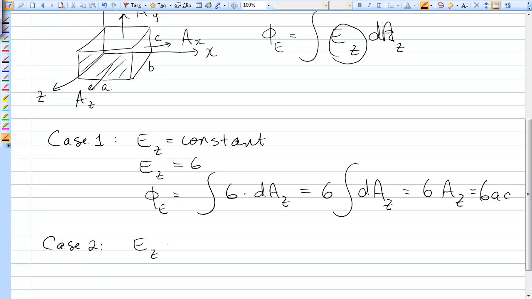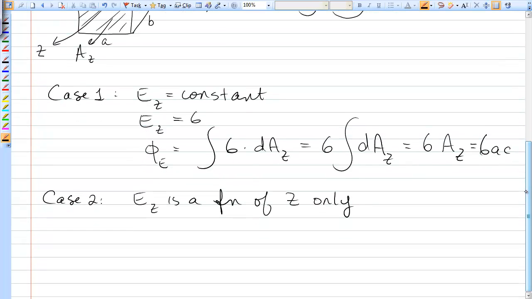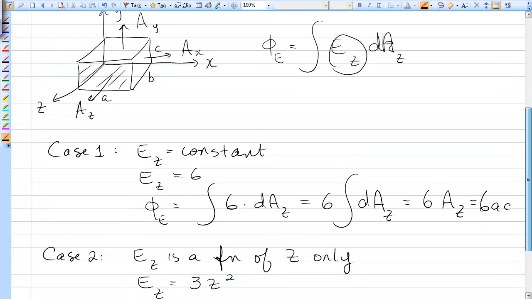Okay, case 2. Ez is a function of z only, which means that Ez only has constants and z's in it. So let's say that Ez is equal to 3z squared. Well, we'll see in fact that on that face, z has only one value. On this face, z is always equal to b.